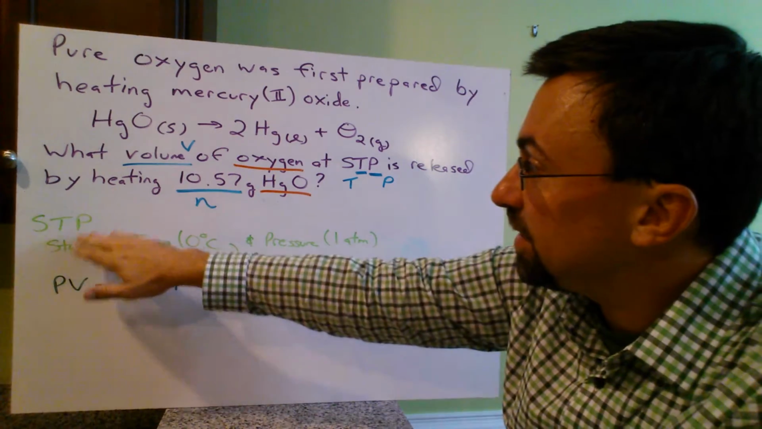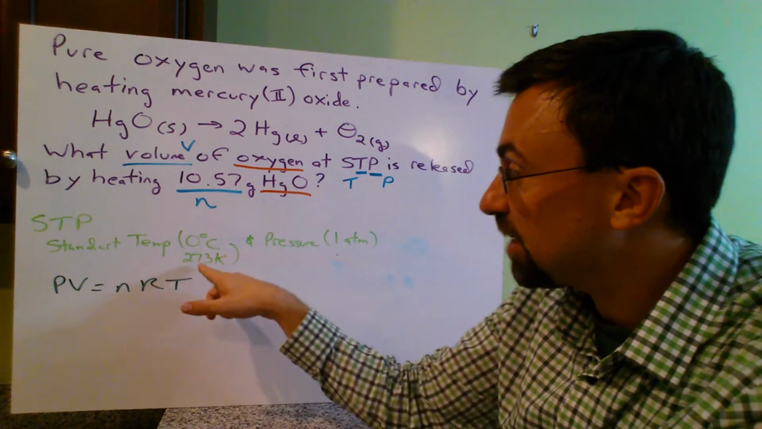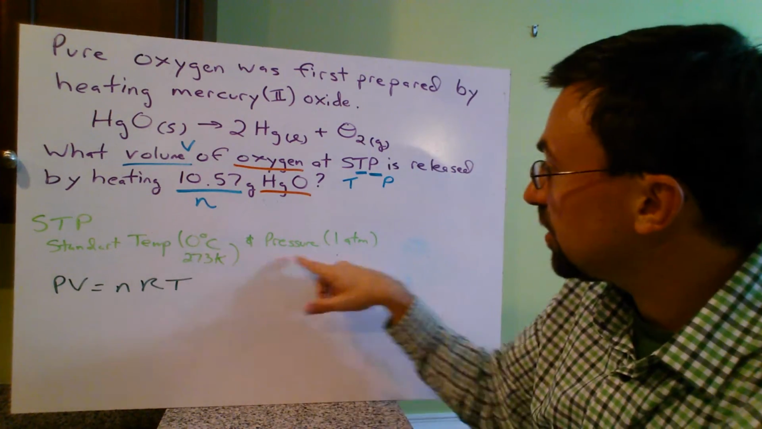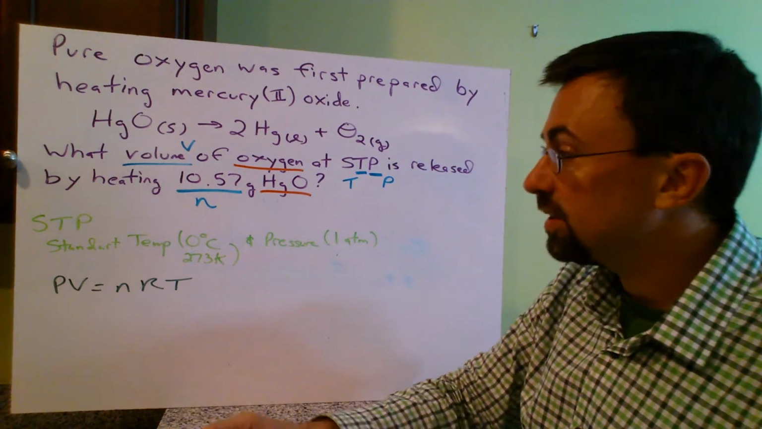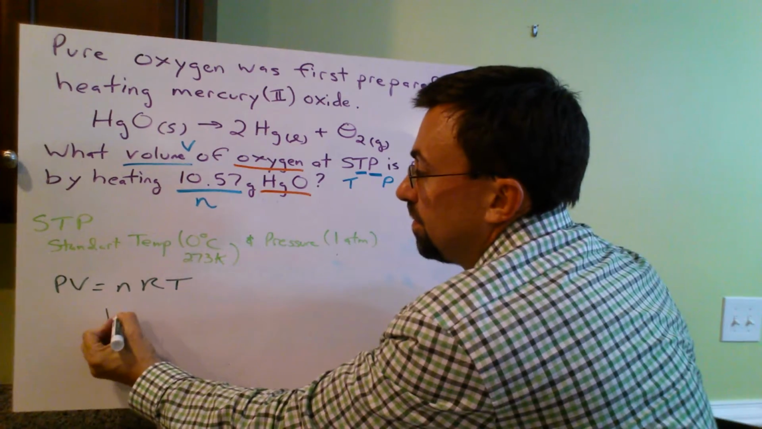And STP stands for standard temperature and pressure, and I apologize for this, but standard temperature in this chapter is different than the last chapter. It's 273 Kelvin and 0 degrees Celsius. The pressure is 1 atmosphere. So let's take a look at this PV equals nRT. So what's my pressure? Standard pressure, so that's 1 atm.